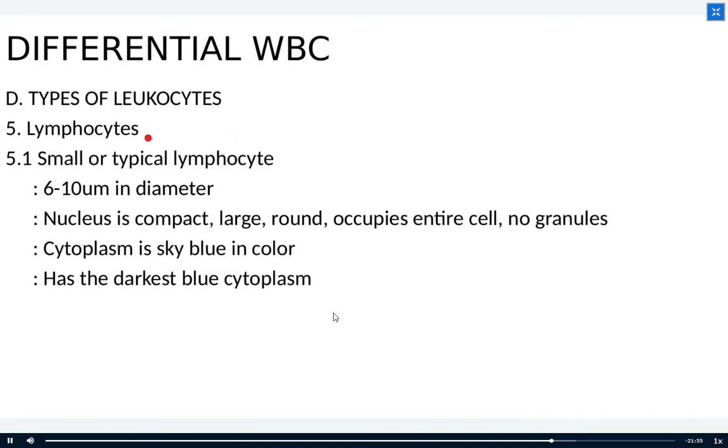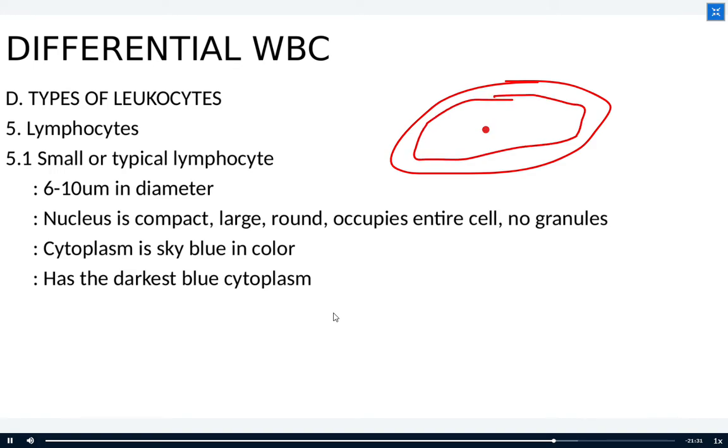And another one would be your lymphocyte class. So you have your small or typical lymphocyte. It's almost the same class. Your lymphocyte would occupy the entire cell. Wala rin siyang granules. Remember, they are agranulocytic. They have the darkest blue cytoplasm. Yung sabi ko kanina, class, this is your WBC, and the nucleus would encompass the entire cytoplasm. Buong yan yung defining characteristics niya.